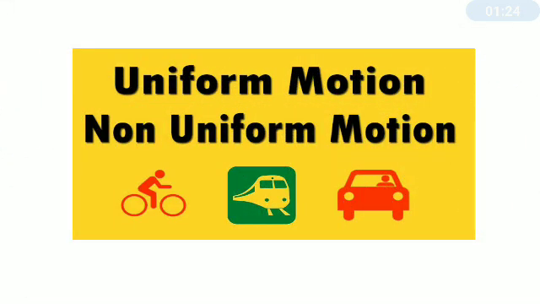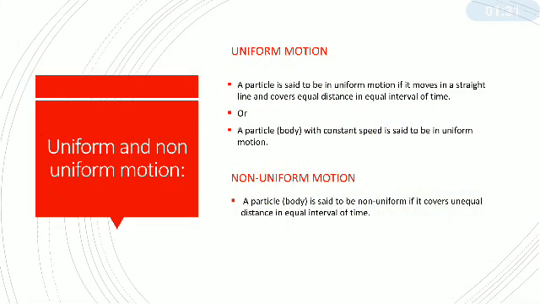Let us move on further. We will discuss now what is uniform motion and non-uniform motion. So first, uniform motion. A particle is said to be in uniform motion if it moves in a straight line and covers equal distance in equal interval of time. Or in simplified manner, a particle or body with constant speed is said to be in uniform motion.